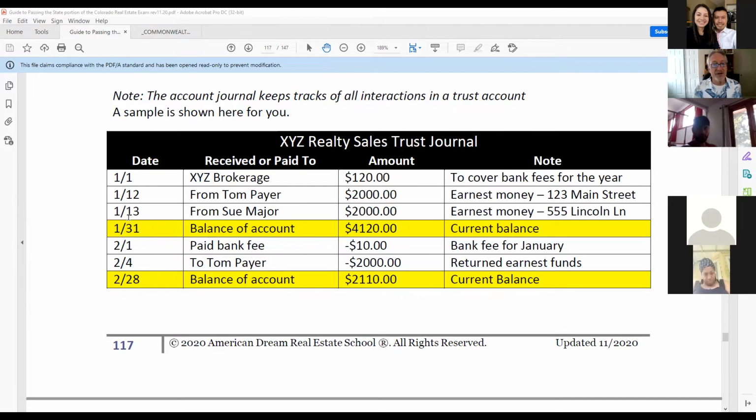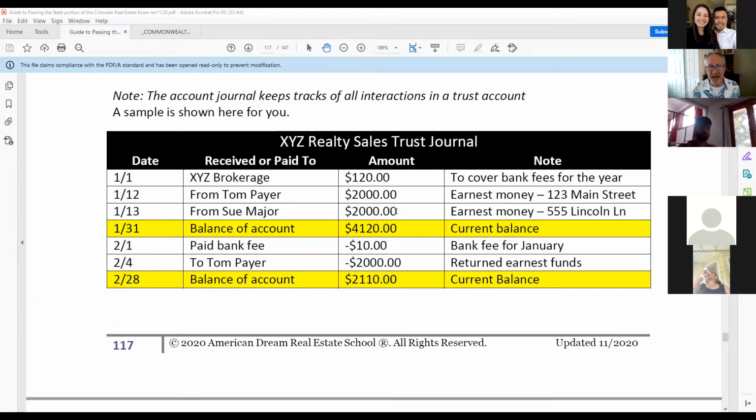Here, on January 12th, they do a transaction with Tom Payer. Tom makes an offer for 123 Main Street with a $2,000 earnest deposit that goes into the account. January 12th. The next day, another agent does a transaction with Sue Major for 555 Lincoln Lane. They get a $2,000 earnest deposit. They go under contract.